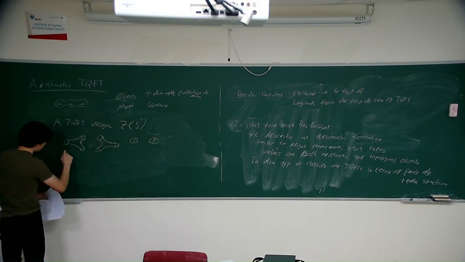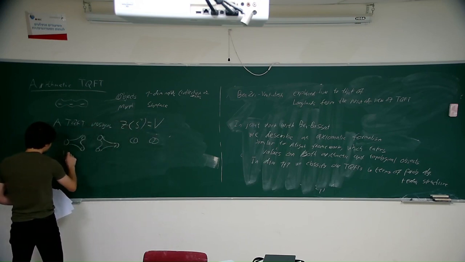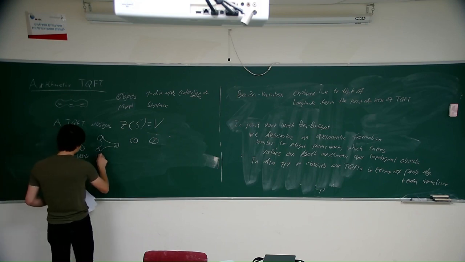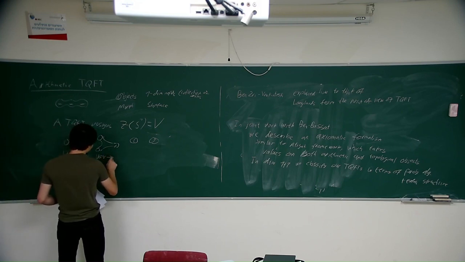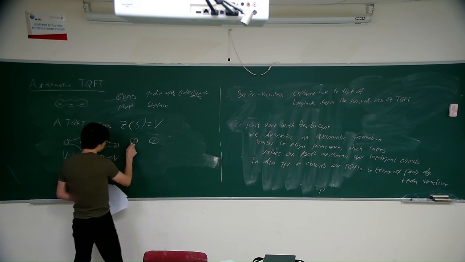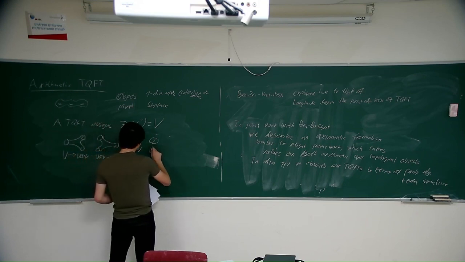So this can be thought of as the map from a vector space into V tensor V. This is a map from V tensor V into V. This is the map from the empty set into one component. So this would be a map from C into V. This would be a map from V into C.